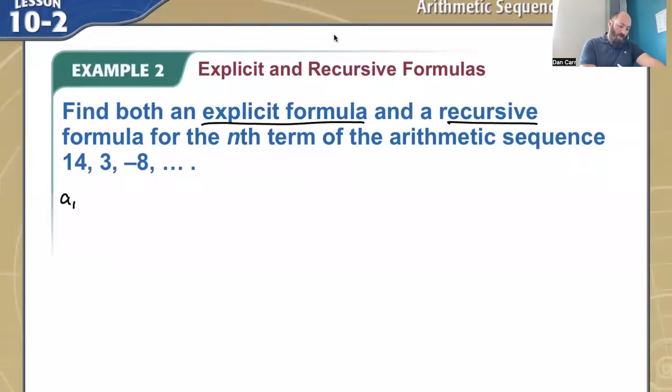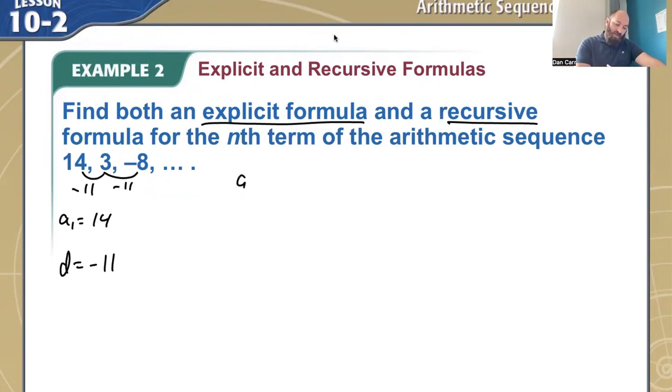So first thing I'm going to do is a sub 1 is 14. I know that. The second thing I want to do is, what's my common difference? So how do I get from 14 down to 3? Let me just scoot this down a little bit here. So 14 down to 3, that's minus 11. Does that pattern continue? Yes, it does. 3 minus 11 is negative 8. So my common difference here is negative 11.